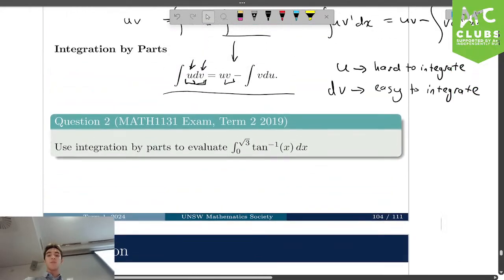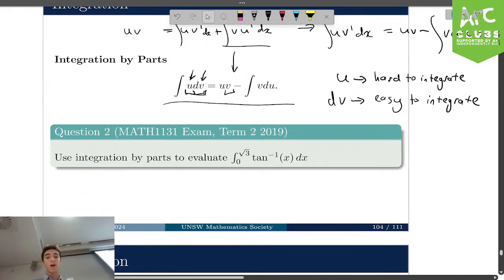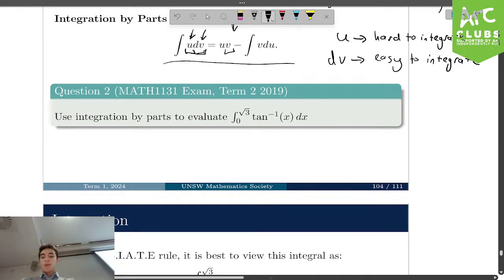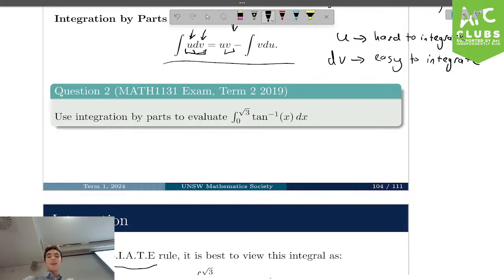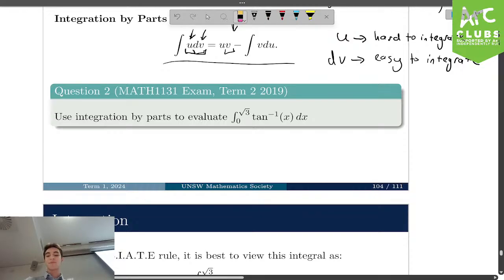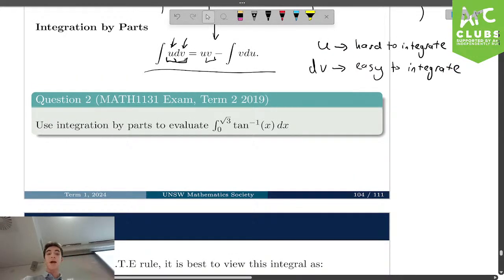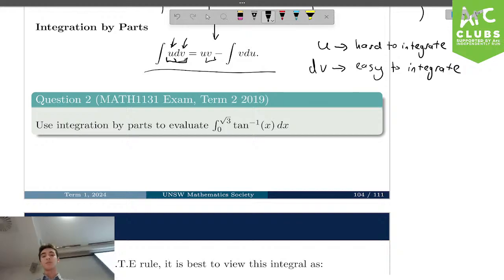Use integration by parts to evaluate the integral from 0 to root 3 of the inverse tangent of x. Okay. We use something called the LIATE rule, okay? L-I-A-T-E, right? There's different versions of it, but they all basically have the same idea, right? And it's a guide for how to break up the function that you're integrating into your u and dv, right?